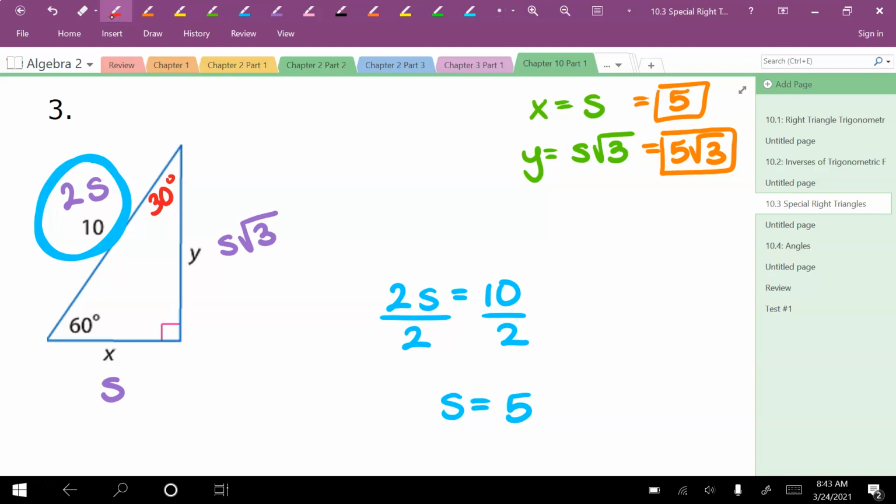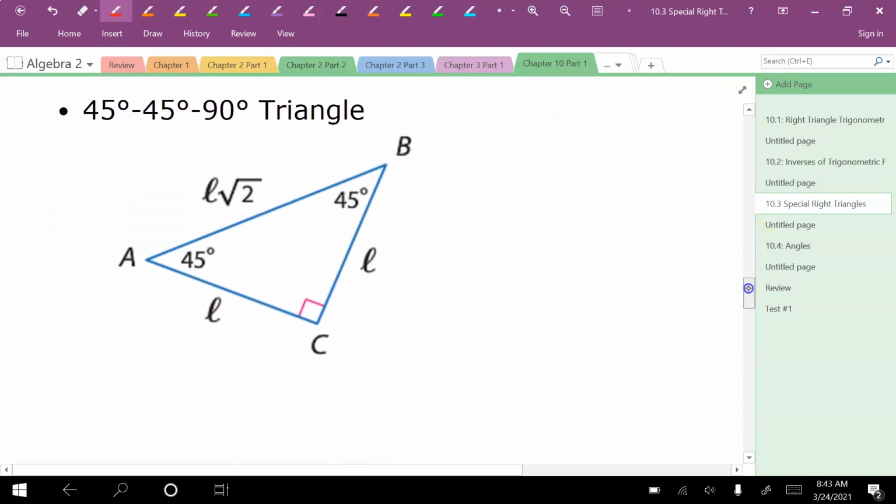Okay, so let's talk about the other special right triangle now. This is the 45, 45, 90 triangle. This is technically an isosceles right triangle, because when you have those acute angles being the same measurement, the 45 and 45, the sides across from the 45-degree angles are also going to be the same measurement.